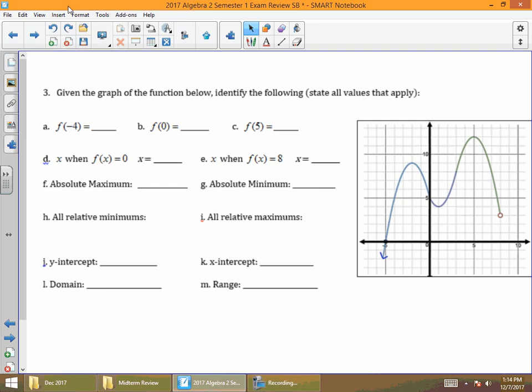Right, this is question 3 from Unit 2 on the midterm review. And this will just ask a lot about information about this function that's given to us. So if we take a look, for A, it wants us to find f of -4.